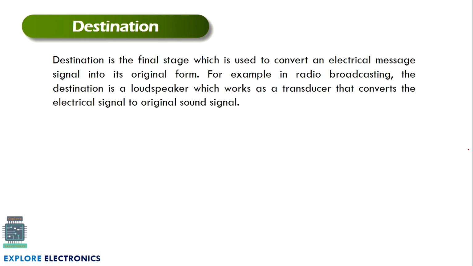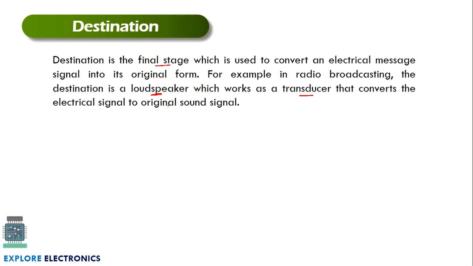Then the destination. What is the destination? The destination is the final stage which is used to convert an electrical message signal into the original form. Suppose in radio broadcasting, the destination is a loudspeaker. We are going to get the speech that they have sent from the source, which works as a transducer, and convert the electrical signal into the original sound. This is what communication is, and the modern communication scheme has these steps.